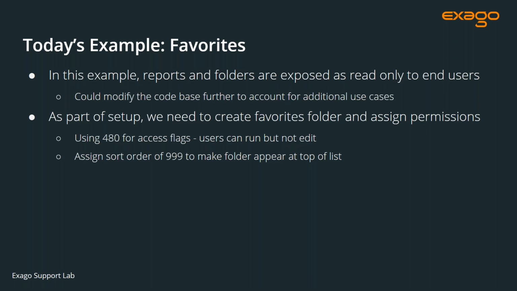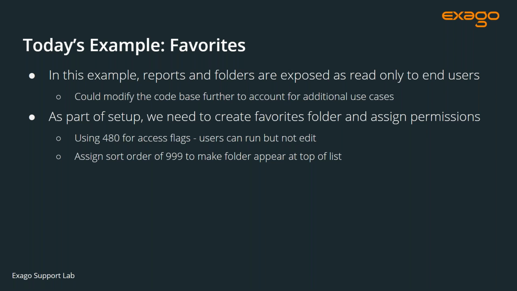And that effectively means users are going to be able to run all the given reports in the system, but they're not going to be able to edit any of those given reports. Another thing that we're going to do on the favorites folder specifically is assign a sort order of 999. The reason why we're going to do that is out of the box with storage management, you'll probably notice that in the content access table, all of the records are going to have a default sort order of 0. That means when they come into the system in the folder tree, things should show up in alphabetical order if they all have matching sort order.